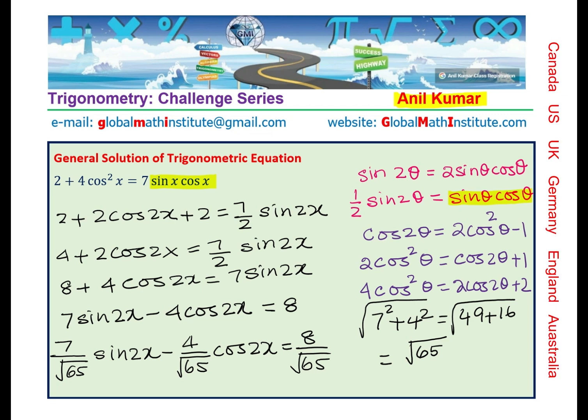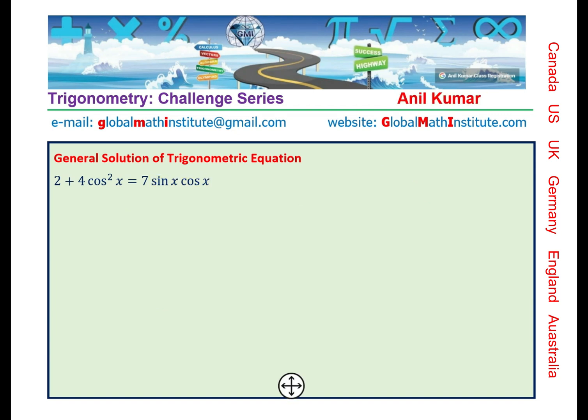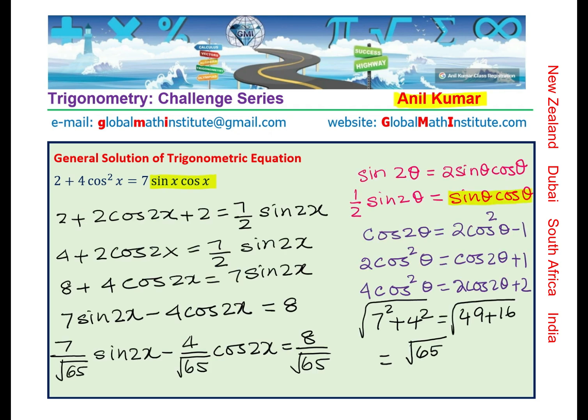We have understood the basic concept, right? So I'm going to rewrite this equation as equal to 7 over square root 65 of what we had. Just a second. Sine 2x first.